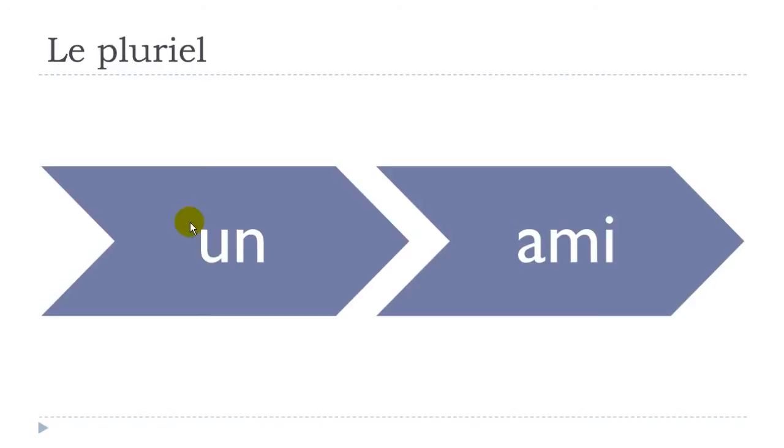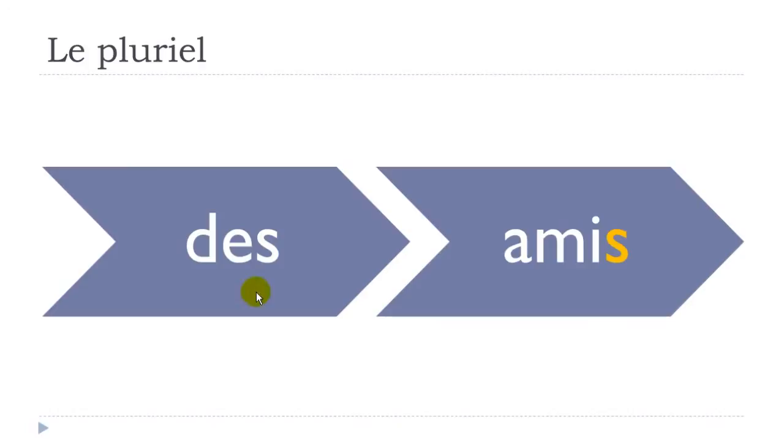Here you can see that we get this article indéfini, un, the masculine singular form, and then we get ami, friend, also in the singular form. If we want to construct the plural form, obviously the article will change. We saw previously that the plural article was des, and then we keep the same word, ami, and the rule goes like that. You add an s at the end of the word. In most cases you won't pronounce it, but you will have to write it. And so you get des amis.